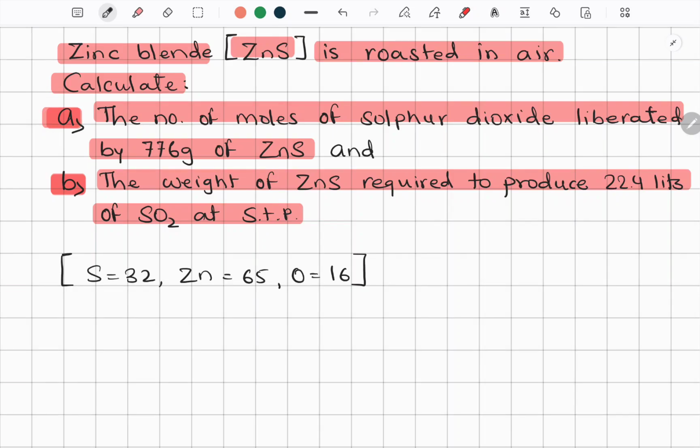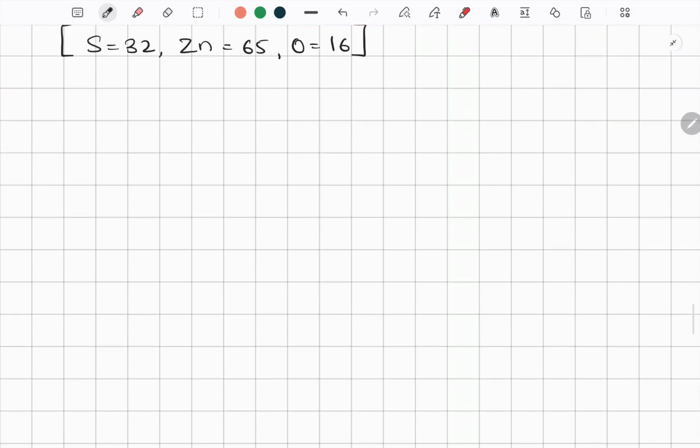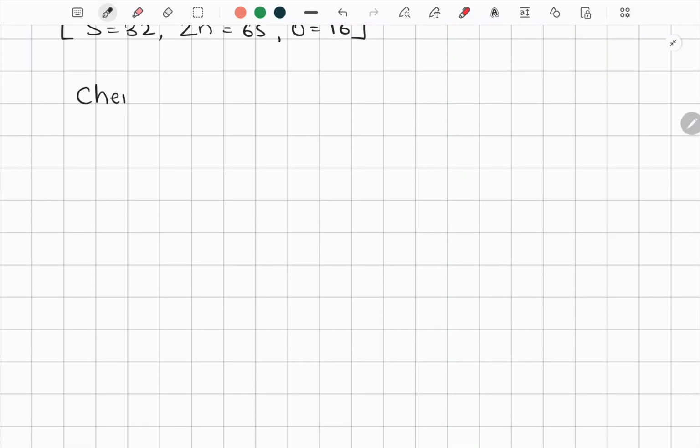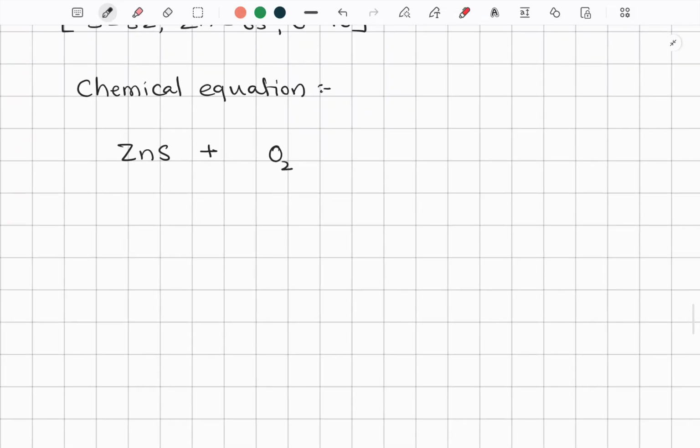But what do we do first when this type of question comes? We write down the balanced chemical equation. So what is going to be the balanced chemical equation? It says that zinc blende, which is ZnS, is going to be roasted in air. Which part of air are we going to take here? Definitely it's oxygen. When they say roasted in air, that means a reaction with oxygen. So when zinc sulfide, ZnS, reacts with oxygen, it forms zinc oxide plus SO2 gas.